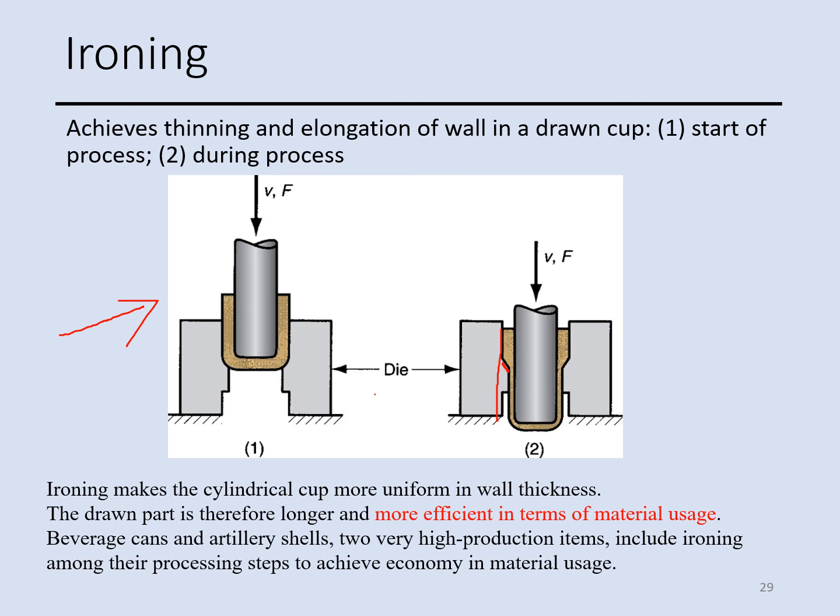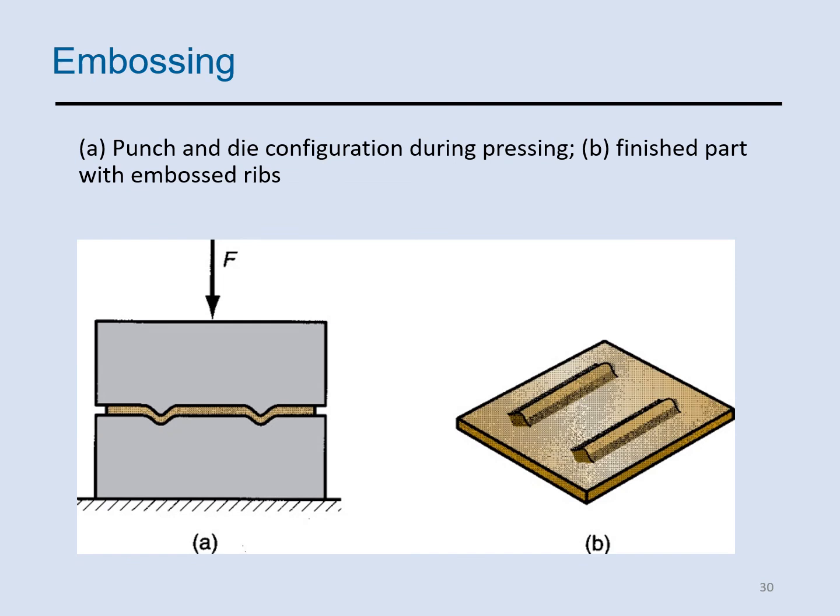And the part is longer, and it's going to be more efficient in terms of material usage. Examples can be beverage cans or shells that we need for high production. The next operation is called embossing. This operation creates indentation in the sheet, such as raised, like this example, or indented lettering on the sample.